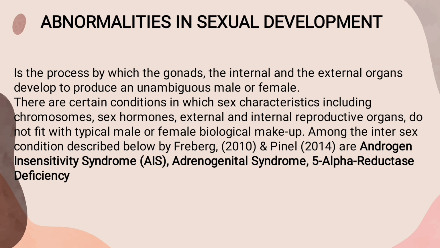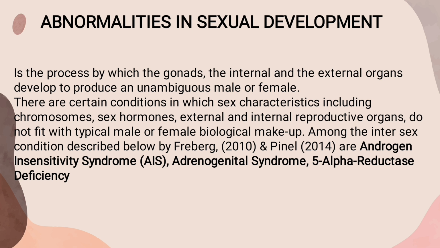Abnormalities in sexual development. Sexual development is the process by which the gonads and the internal and external organs develop to produce an unambiguous male or female. There are certain conditions in which sex characteristics, including chromosomes, sex hormones, and external and internal reproductive organs, are affected. So, take note of the sex characteristics.